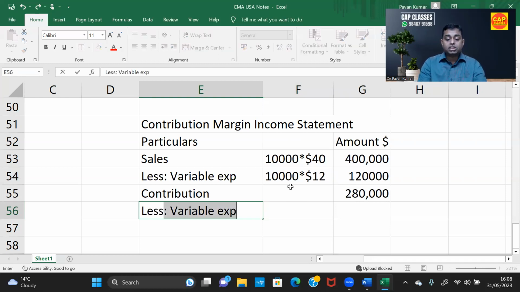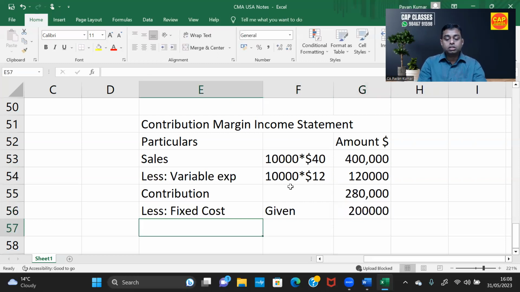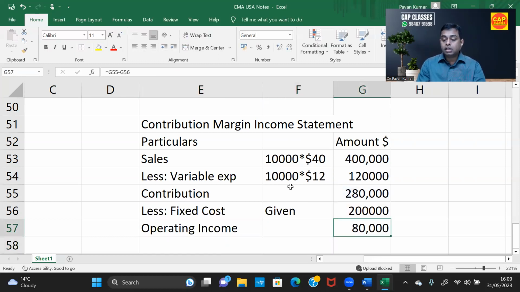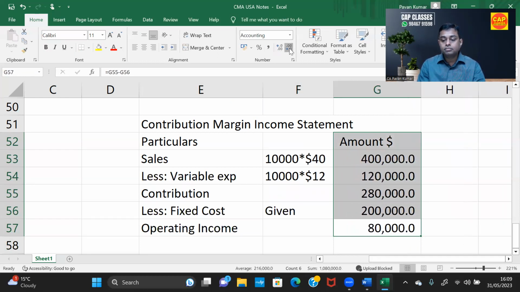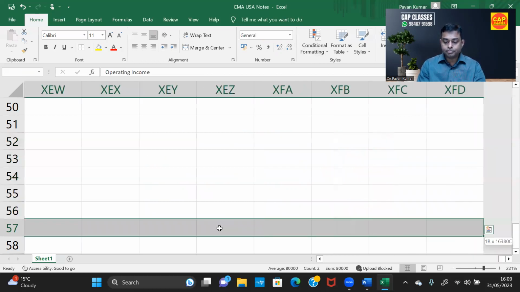280,000 less fixed cost. Given in the question, fixed cost is 200,000. So operating income is this minus this. That's all, ladies and gentlemen. Ta-da! That's it. This is your solution.